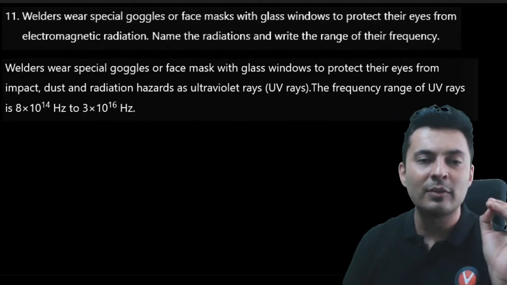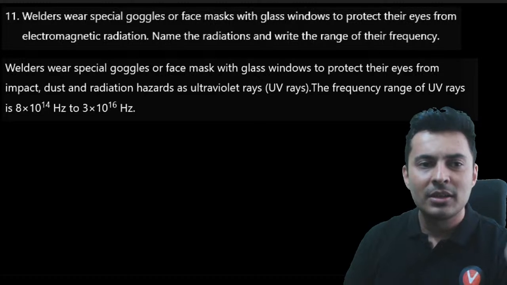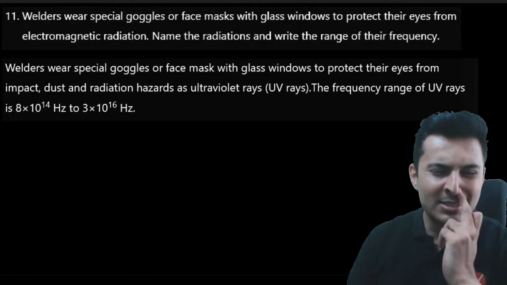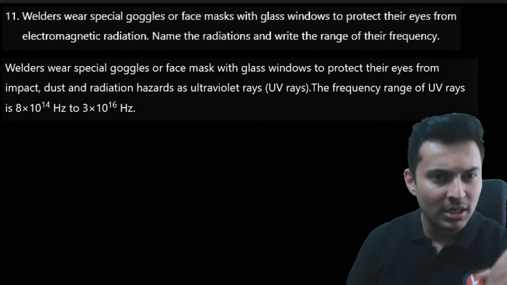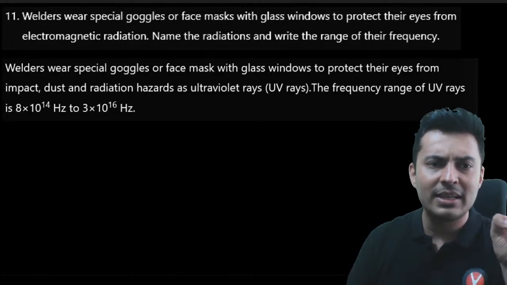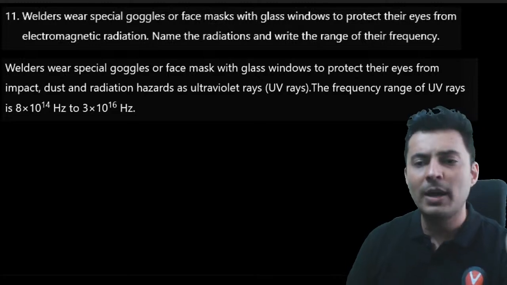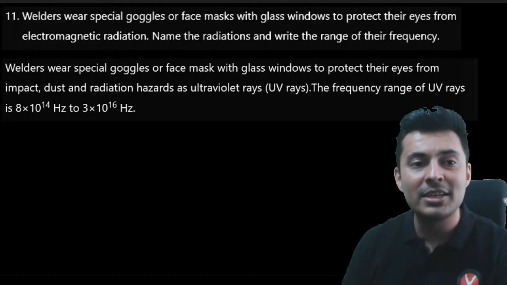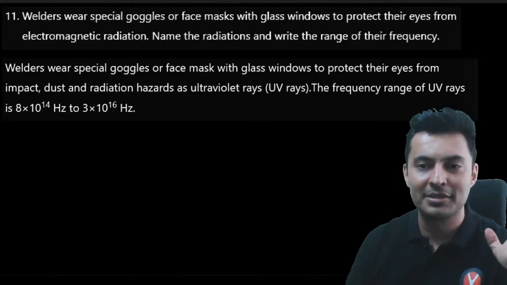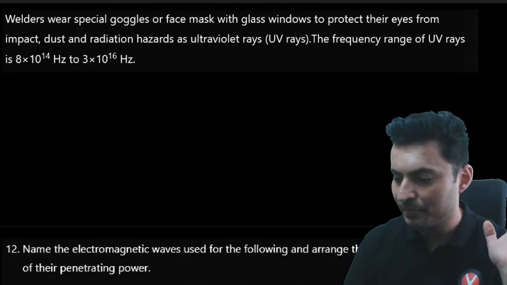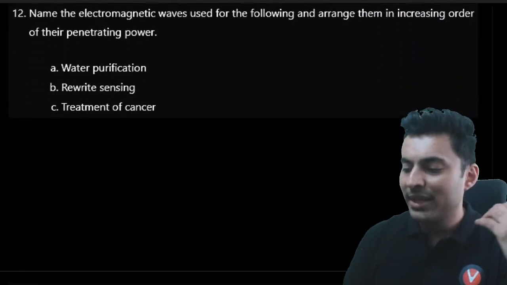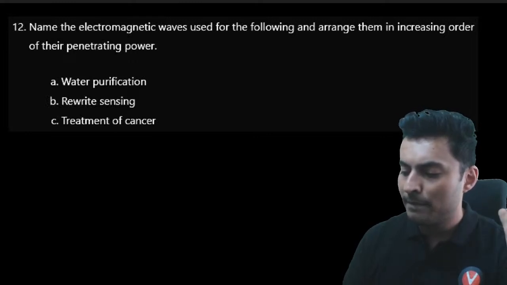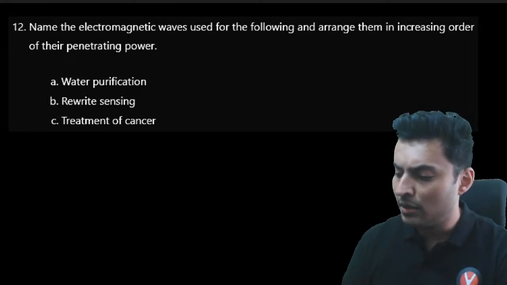Exactly. And the frequency of ultraviolet rays is, basically it is shorter wavelength than violet. So it's smaller than 400 nanometers wavelength wise, but frequency wise, it is of the order of 10 to the power 14 to 10 to the power 16. So if you know these things, imagine immediately you'll get one mark to two marks. Correct. Next, what is the electromagnetic wave which is used for treatment of cancer?